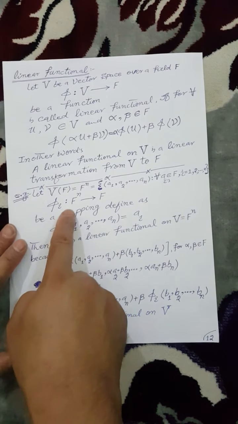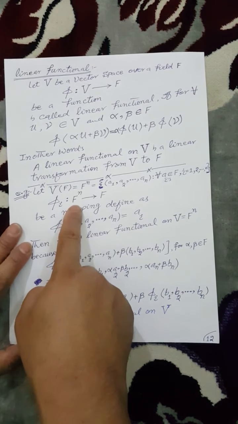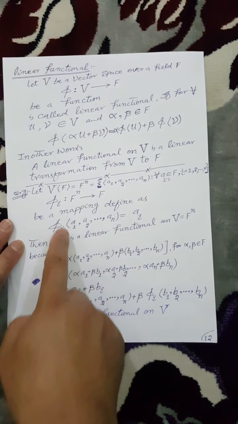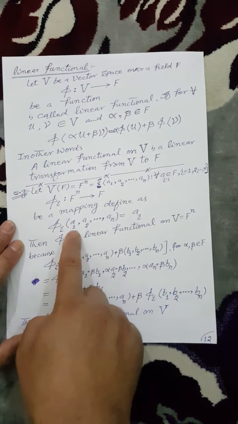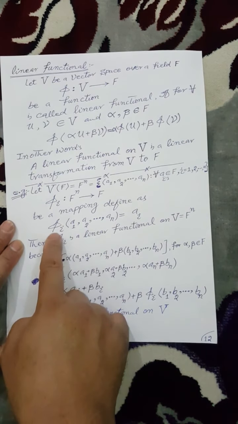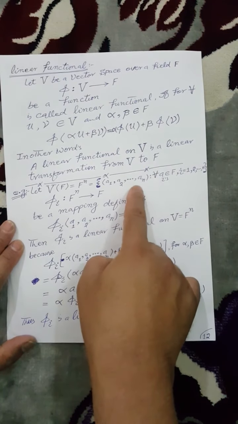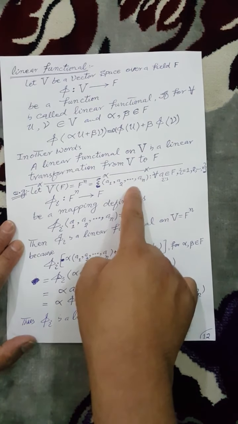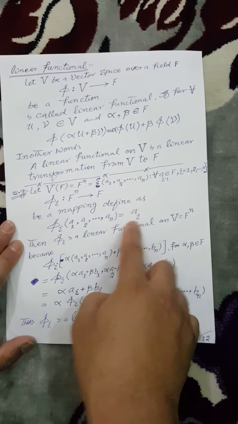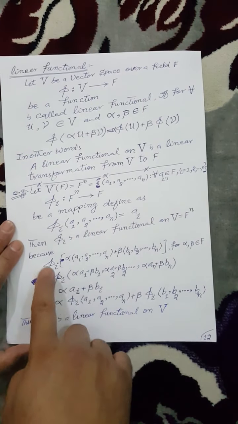Let pi_i be a mapping defined from the vector space V to the field F such that pi_i(a1, a2, up to an) is equal to ai. That is, when we apply the function pi_i on any vector of the vector space V over the field F, it gives the ith component of this vector.